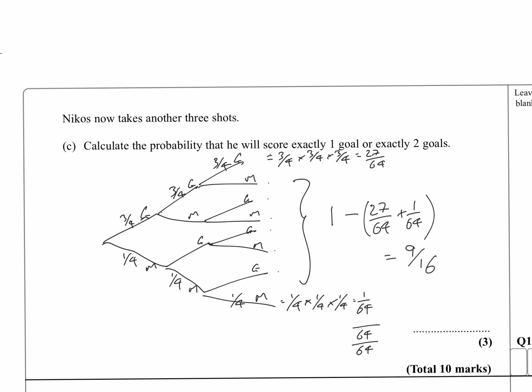Or 0.5625 if you want it as a decimal. So let's put that on the line so the examiner can find it easily. Okay.